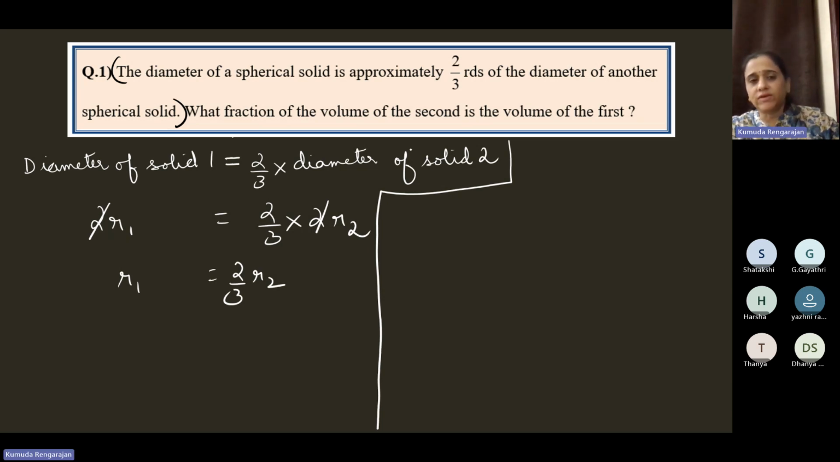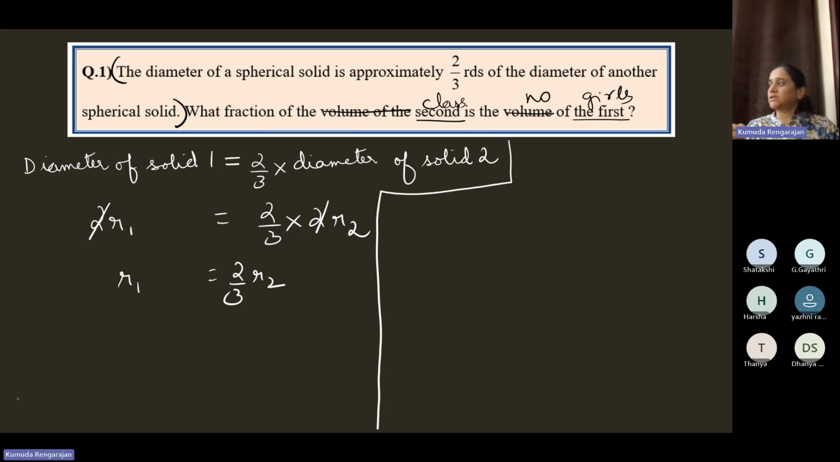Okay. Now, what is it you'll have to find? What fraction of the volume of the second is the volume of the first? Read the question like this: what fraction of the class is the number of girls?